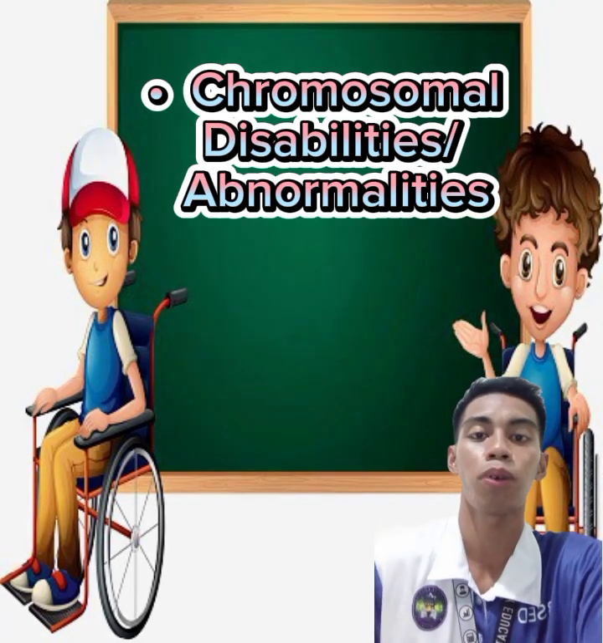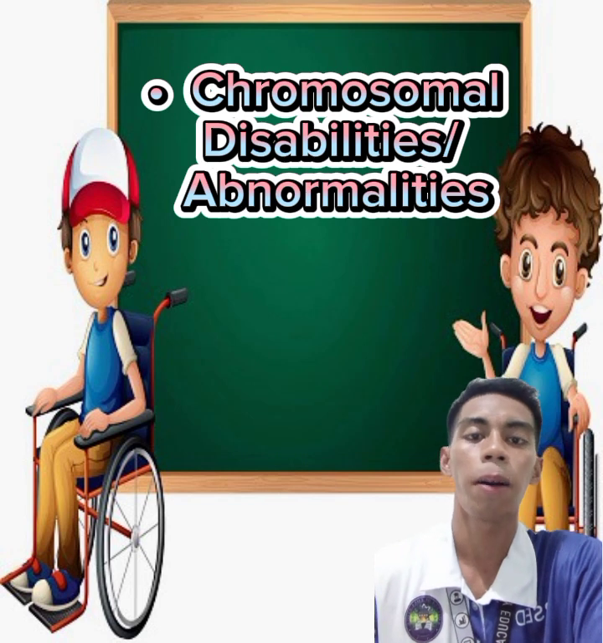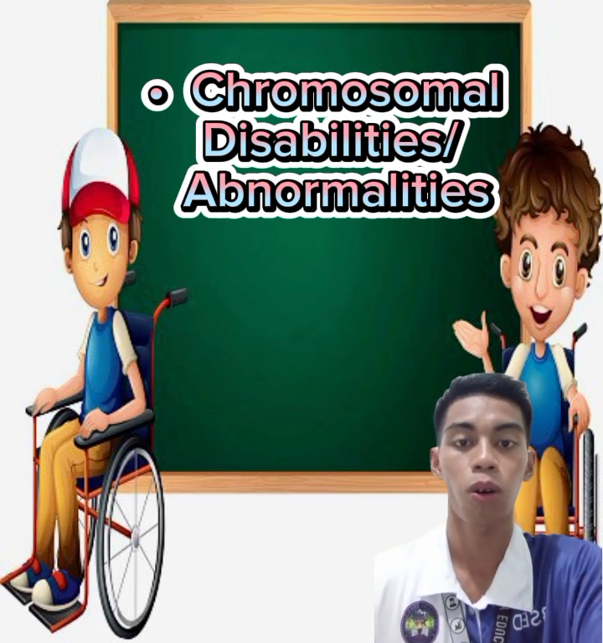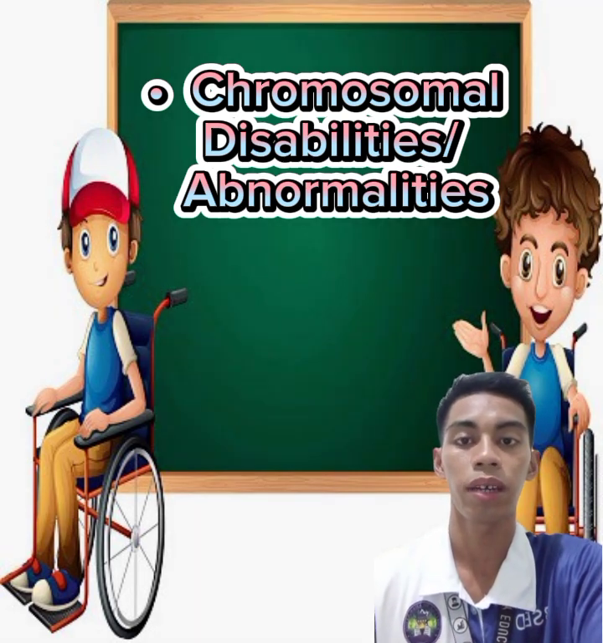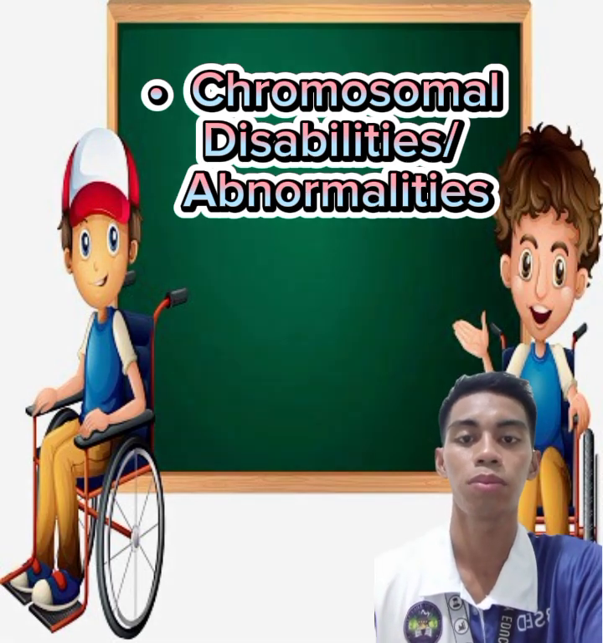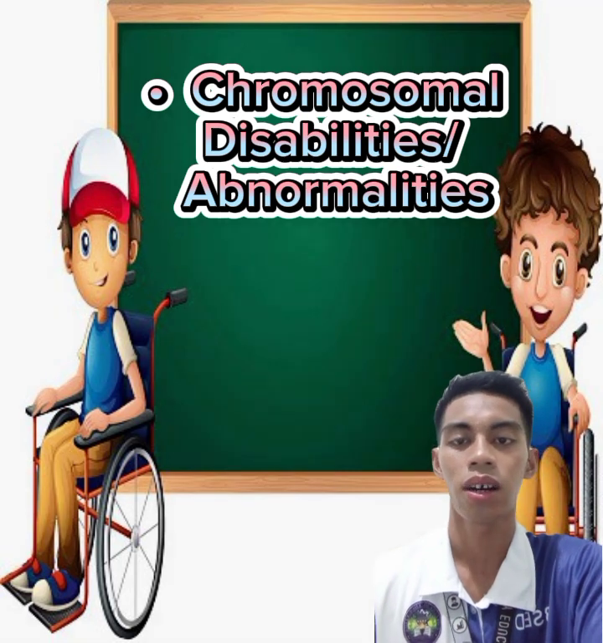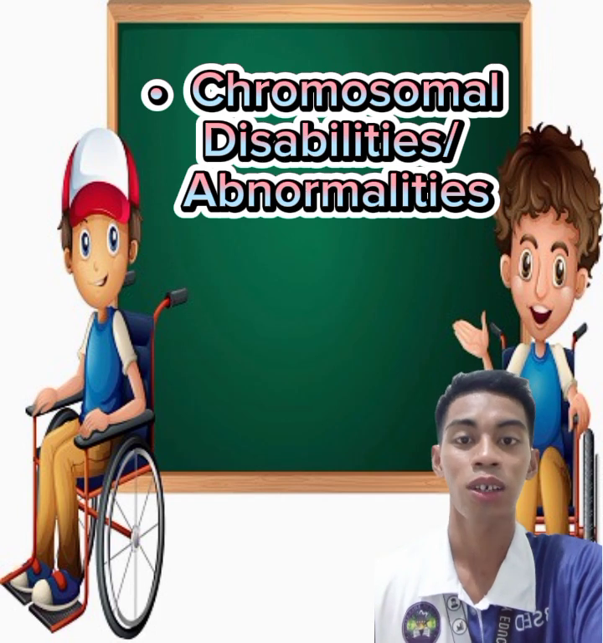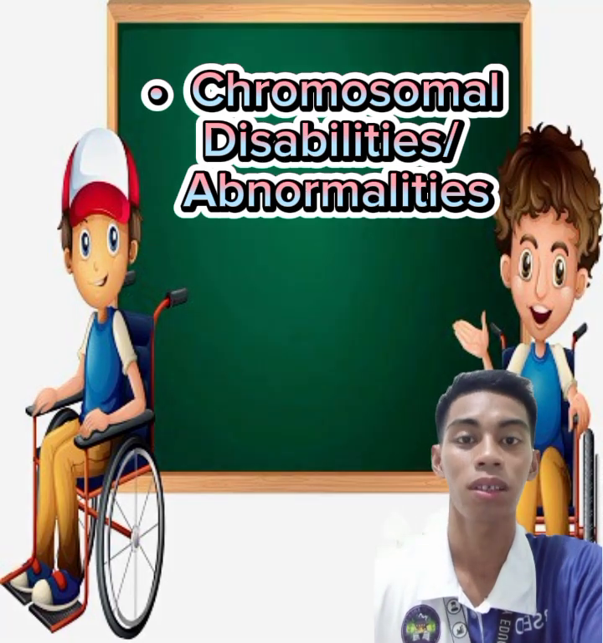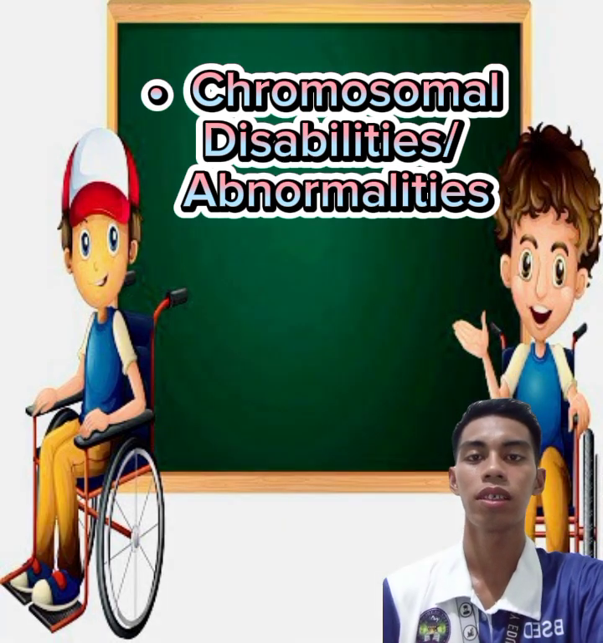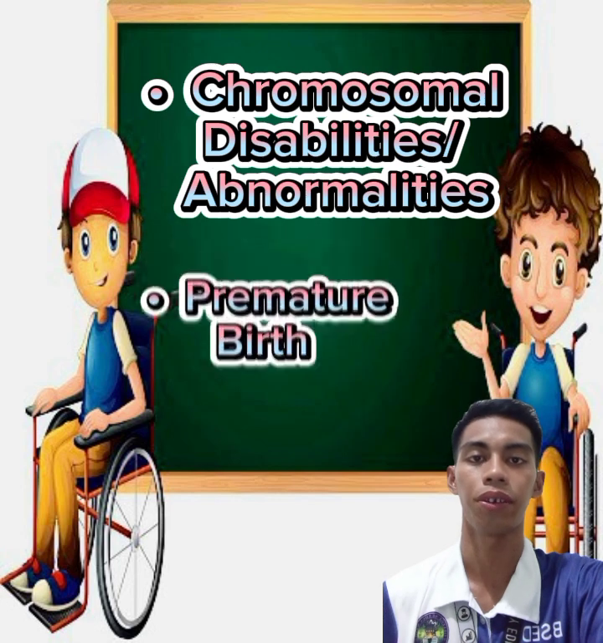For example, an extra copy of chromosome 21, or the 21st pair, causes Down syndrome, or what we call trisomy 21. Chromosomal abnormalities can also cause miscarriage, disease, or problems in growth or development, which also causes multiple disabilities. Another cause of multiple disabilities is premature birth.